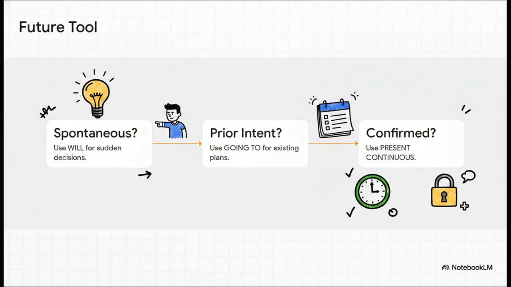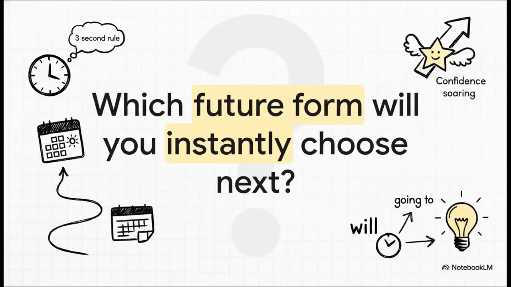It's incredibly logical and super straightforward. I leave you with that question. Grammar is so much more than just rules on a page. It is a tool to express your exact intent and your exact reality to the people around you. So, I challenge you. Apply this 3-second rule in your very next English conversation. Pay close attention to how you plan your upcoming work week or your summer holiday, and just watch your confidence soar as you effortlessly select the perfect future form.